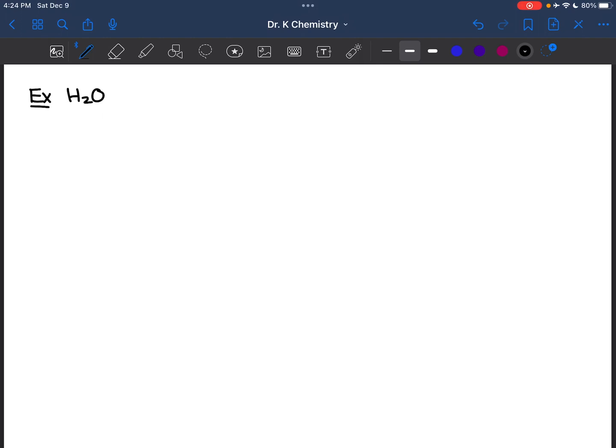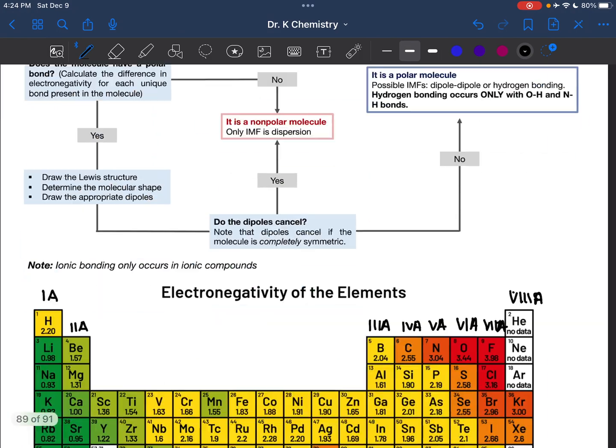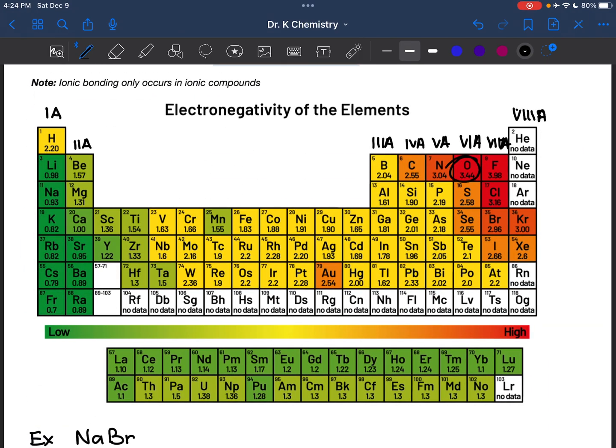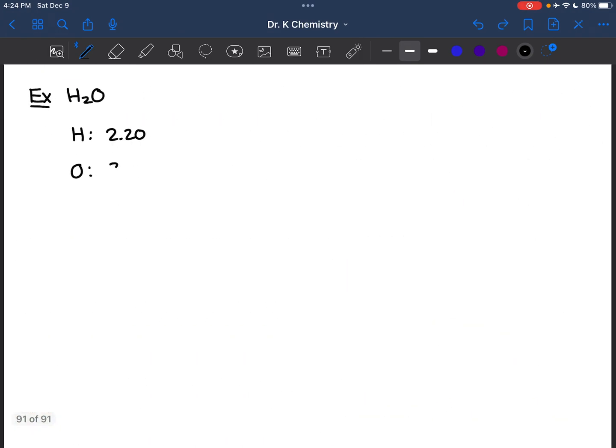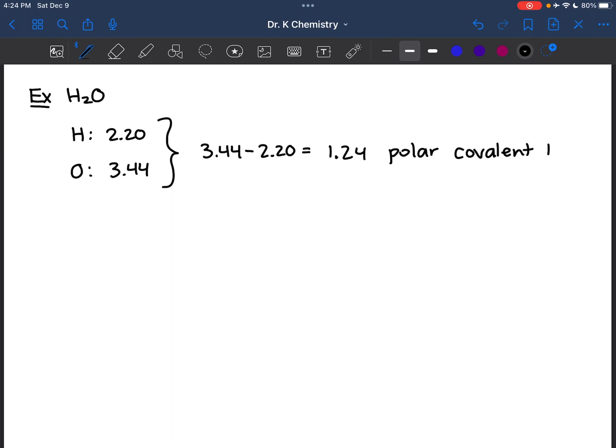Same type of thing we did before. The first question I will ask myself is, is there a polar bond? So I'm going to calculate the electronegativity differences between these two atoms. I forgot the value for oxygen. Oxygen is 3.44. So I'm going to subtract these two values. And that is a polar covalent bond.